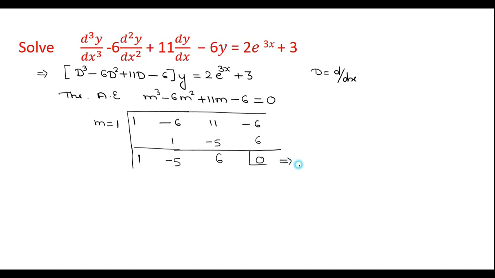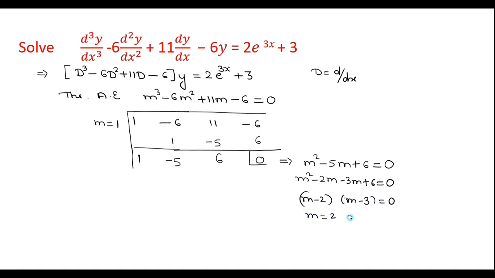So we have the quadratic equation m square minus 5m plus 6 equal to 0. Go for factorizing this. The factors will be 2 and 3. So it is m square minus 2m minus 3m plus 6 equal to 0. m minus 2 and m minus 3 are the roots. So m equal to 2 and m equal to 3. So the roots of the auxiliary equation are 1, 2, 3.